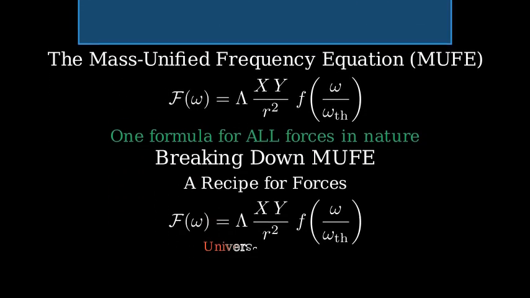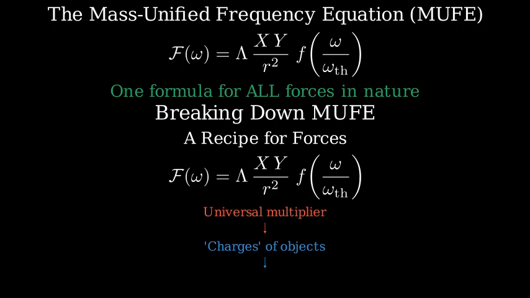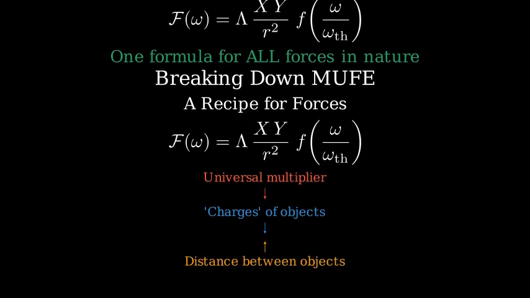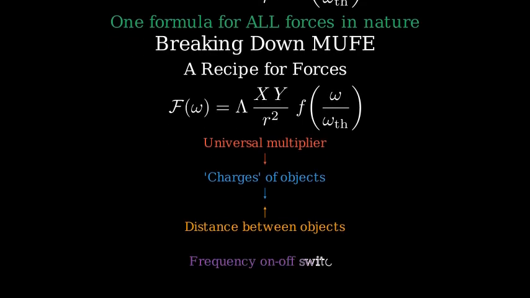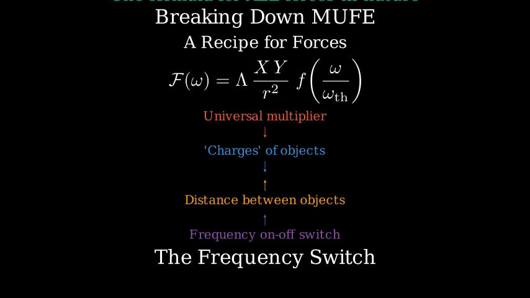First, we have lambda, a universal multiplier, like the main ingredient in our recipe. Next, we have x and y, which represent the charges of the interacting objects. These could be electric charges or masses. Then we divide by r squared, where r is the distance between the objects, just like how forces get weaker the further apart things are. Finally, we have this frequency function that acts like an on-off switch, determining when a force is active based on its frequency. Let's look more closely at this frequency switch.